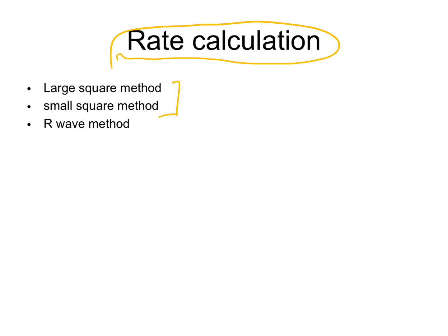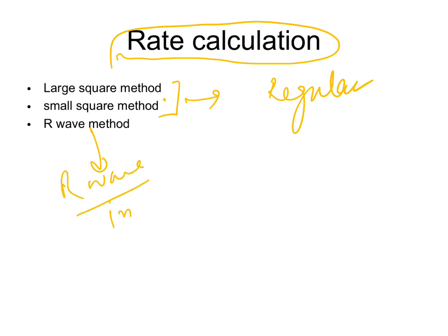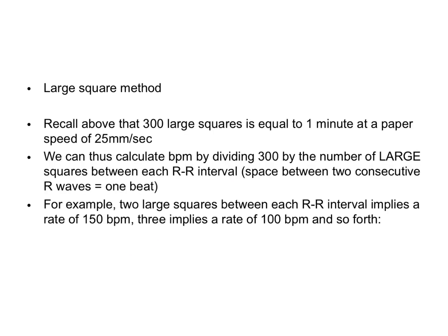Usually the first 2 methods, the large scale method and small scale method, are used when the rhythm is regular, and the R wave method we can use when the rhythm is irregular. I will later tell you how we can say whether the rhythm is regular or irregular. In the large scale method, as we know, 300 large scale is equal to 1 minute at a paper speed of 25 millimeter.